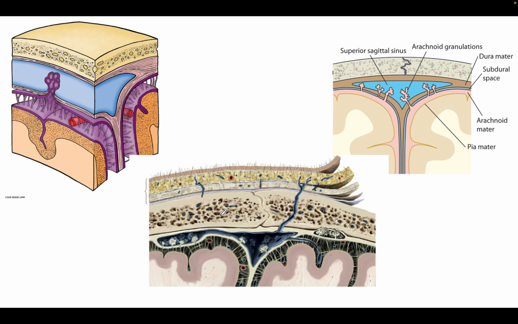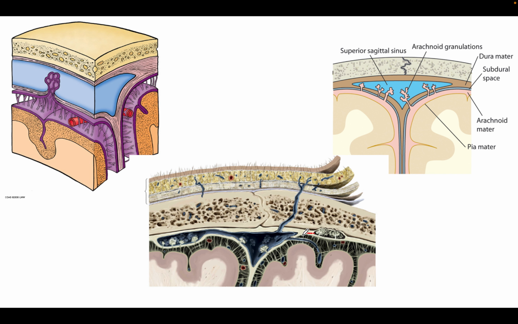So these images here I really like. There are three different images, but they're basically showing the same thing. They're showing the meninges, the skull, the brain, but most importantly, they're showing the subarachnoid space, the arachnoid villi, or arachnoid granulations, and the dural venous sinus, okay? So this image down here is probably the most anatomically correct one, or what it actually looks like.